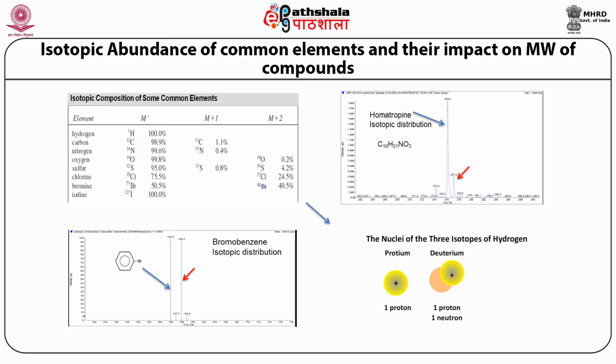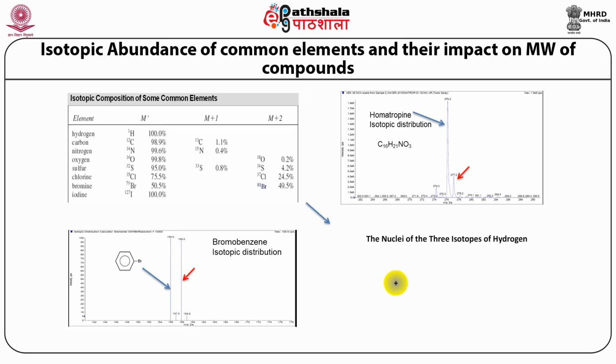In the example on the upper right-hand corner, you see homatropine, which is a drug. The molecular weight coming at 276.2 is the major isotope, and just next to that is 277.2, one isotope with a molecular weight one above the first. That explains that isotopes of all elements exist naturally, and we now know what types of isotopes exist for each and every compound.